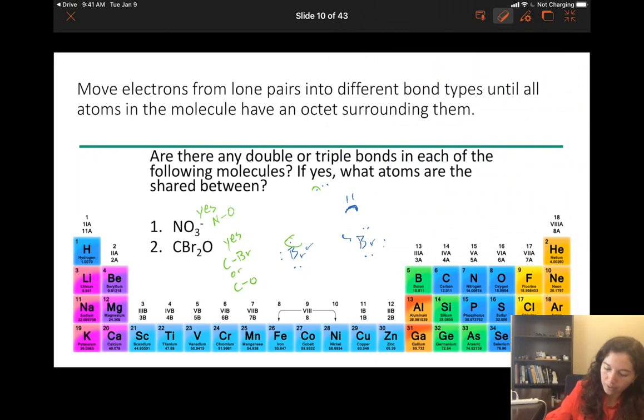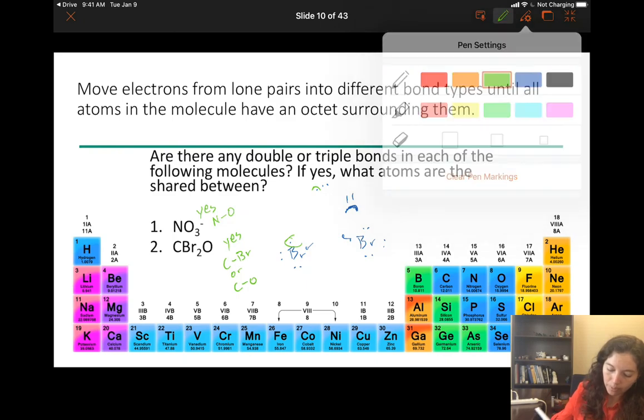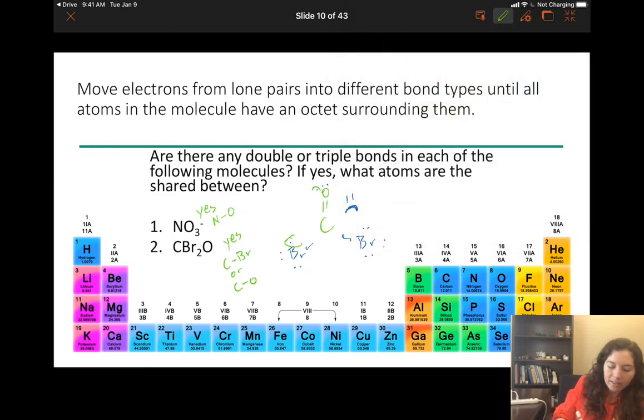Oh no, I erased the whole structure. Well, it turns out like this, and carbon's happy because we've got 1, 2, 3, 4, 5, 6, 7, 8. So it's got a full octet. And all of our other atoms also have a full octet. Oxygen will have 2 lone pairs, and each of the bromines will have 3.